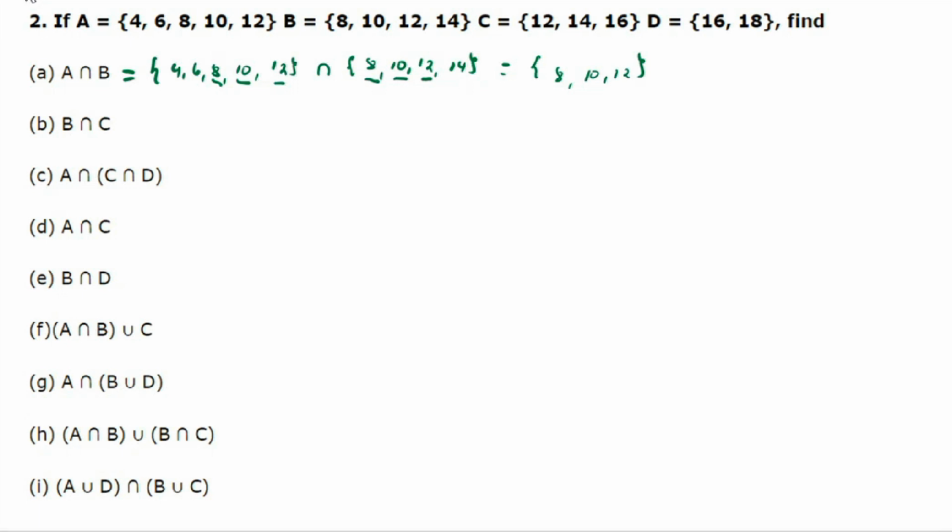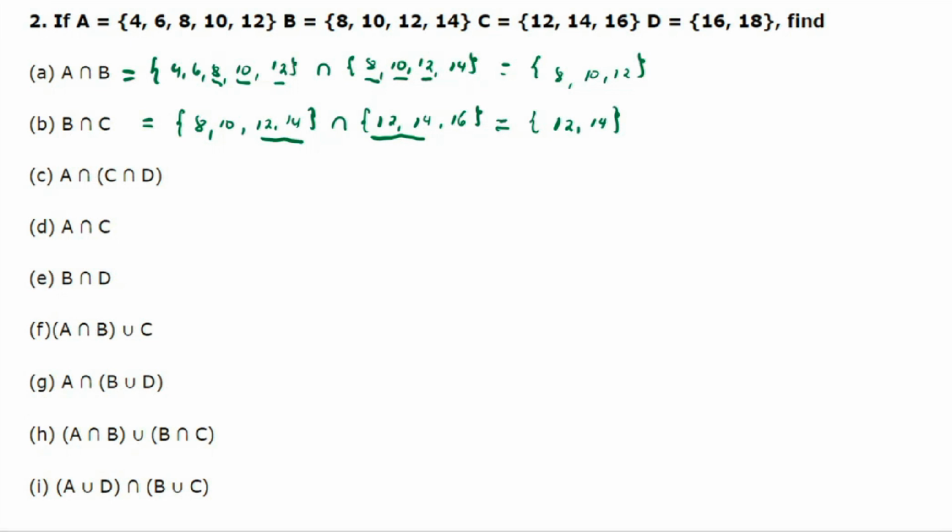Now let's try again for letter B. We have B intersection C, where the elements of B are 8, 10, 12, 14, intersection C, whose elements are 12, 14, 16. All right, so what is common between the two sets B and C? 12 and 14 are common. Therefore, B intersection C has elements 12 and 14.